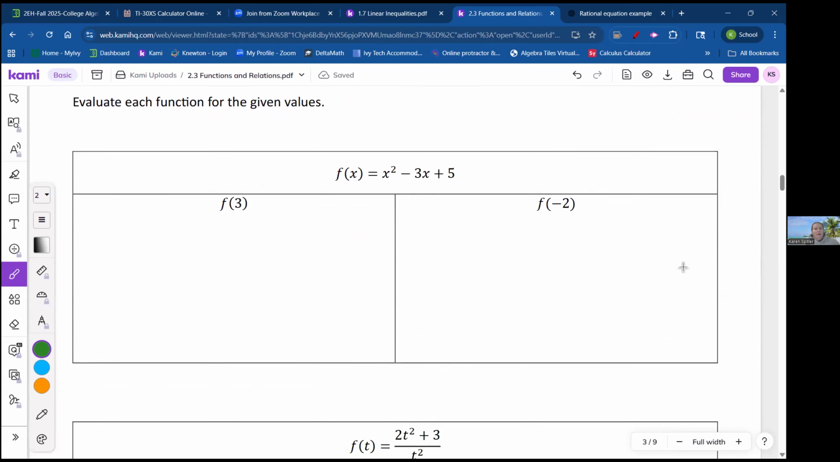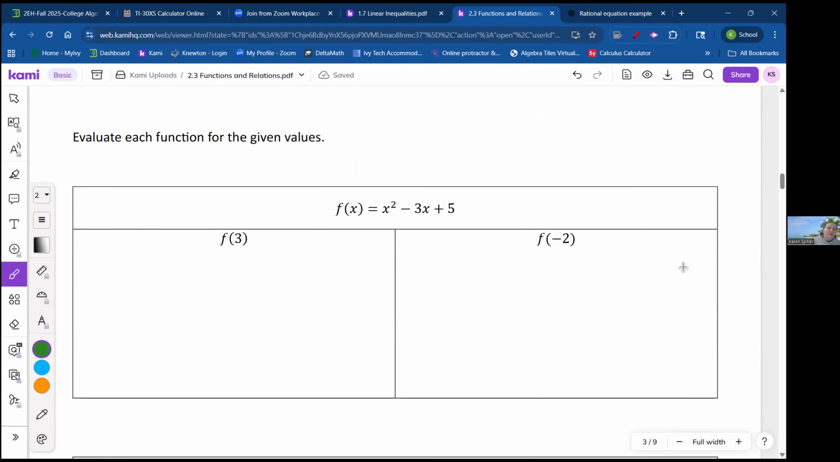All right. So evaluate the function for the given values. Basically, what is the value of y when x is 3? That's what that says. So what does y equal when x is 3?